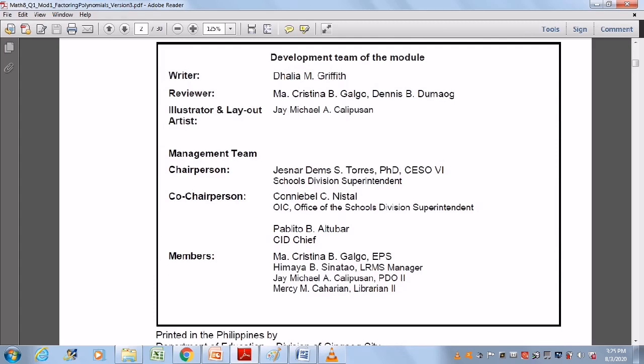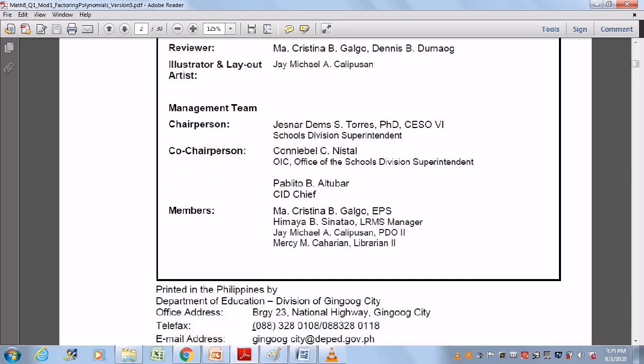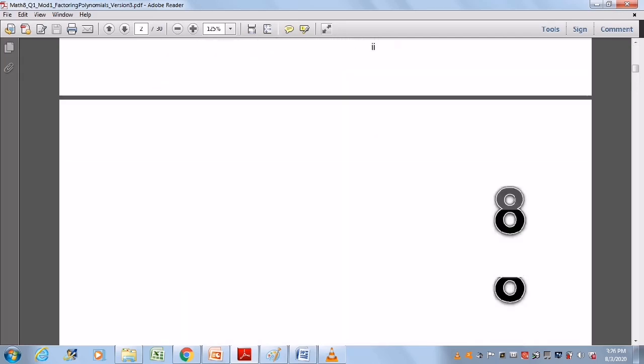So, eto naman po yung mga tao sa likod, talaga, mga tao sa likod ng module na ito, yung development team of the module. You have the writer, reviewers, illustrator, and layout artists. Management team, yung chairperson, co-chairperson, members, they are all expert. They really exerted too much effort in the creation of this self-learning module for a couple of months. Talagang we're still waiting kasi.